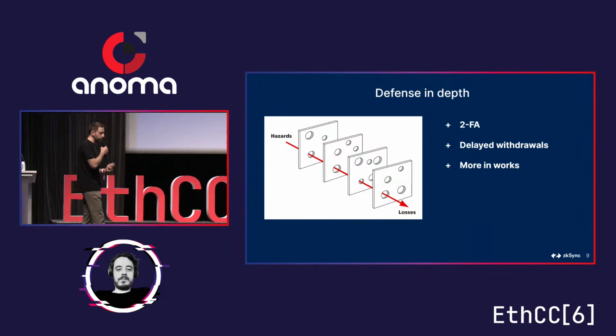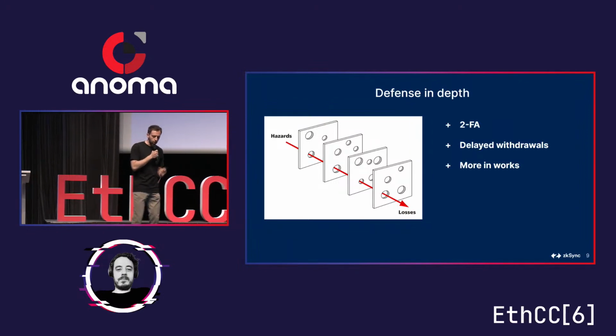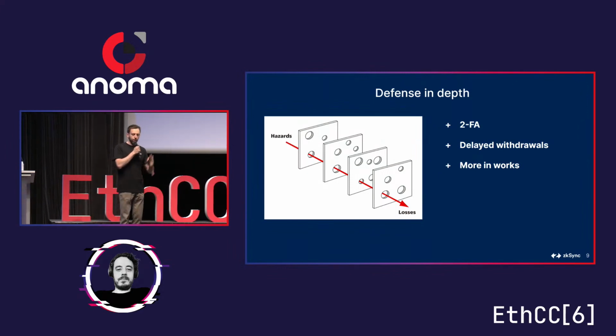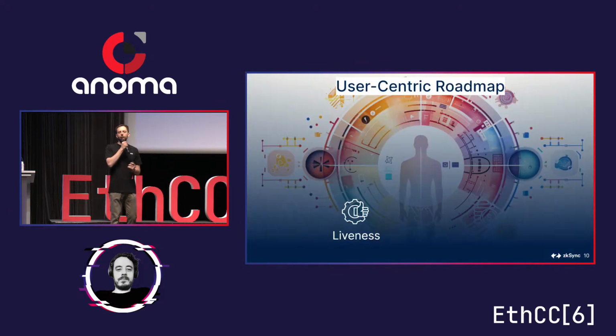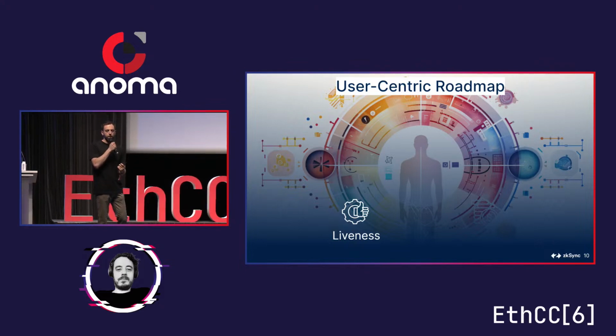We have introduced delayed withdrawals. All withdrawals are delayed by 24 hours in the initial phase of the project, so that the Security Council has time to intervene if something is going wrong. And there are more mechanisms at work. But this is the number one non-negotiable priority for ZK Sync. The number two priority is liveness, or more precisely, reliability of liveness.